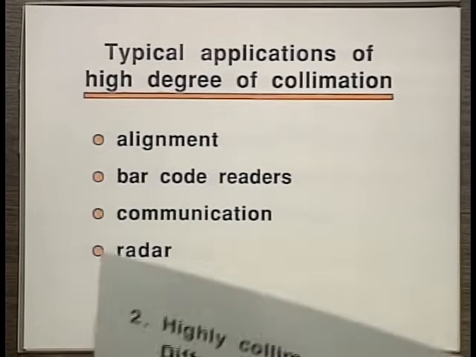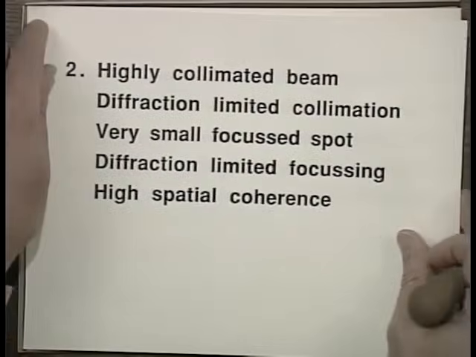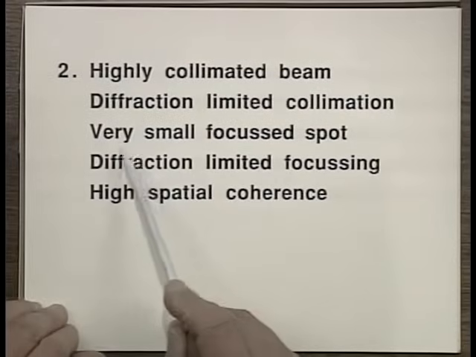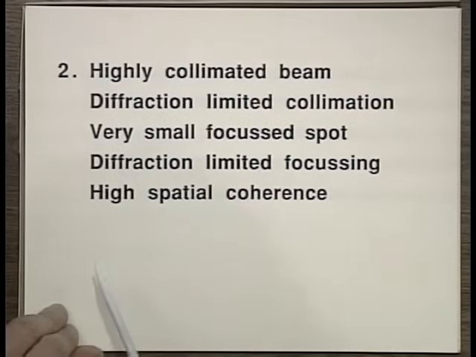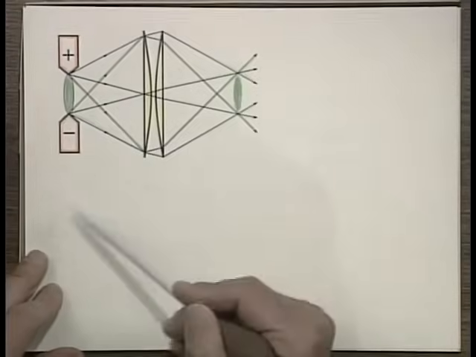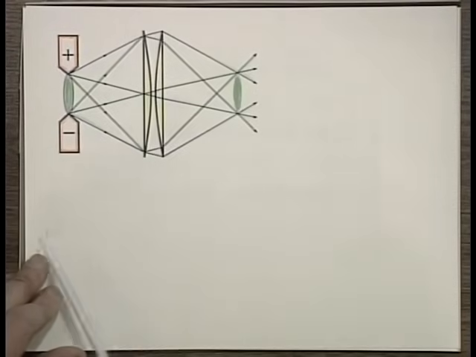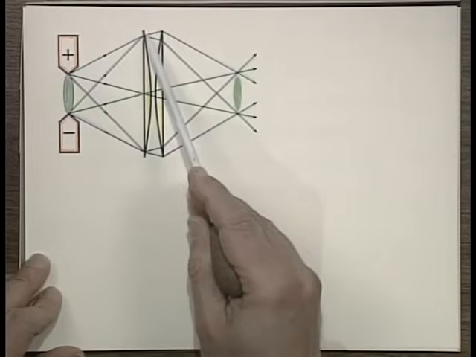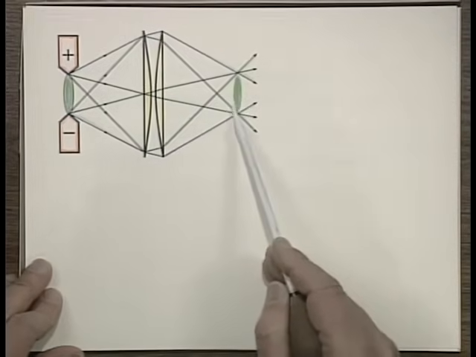Now, the next thing, that I mentioned before, is the very small focus spot, or diffraction limited focusing. Where does that come from? And how does it compare with what we can do without lasers? Well, let's go back to basics, back to our arc lamp, and collect the light as we did before. But now, instead of just collimating, let's put another lens and focus it down.